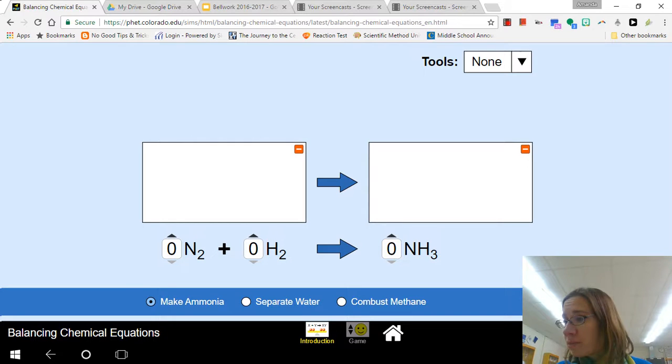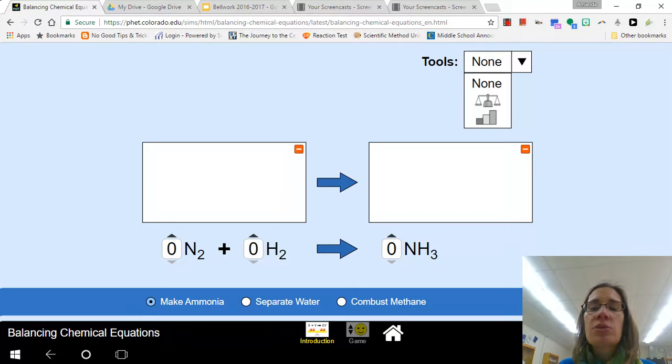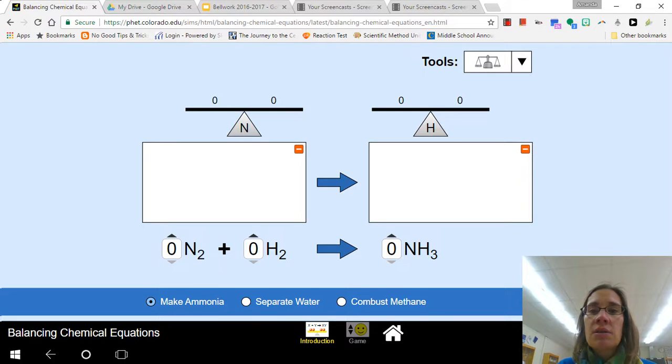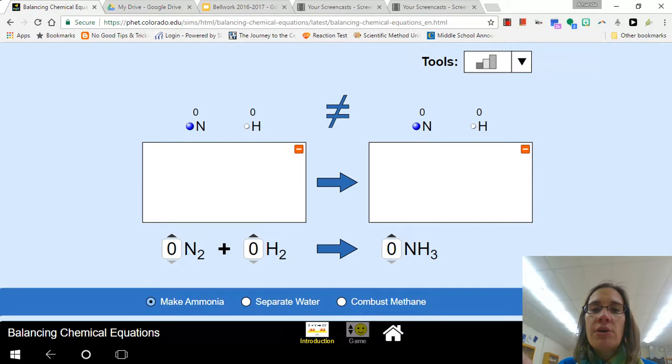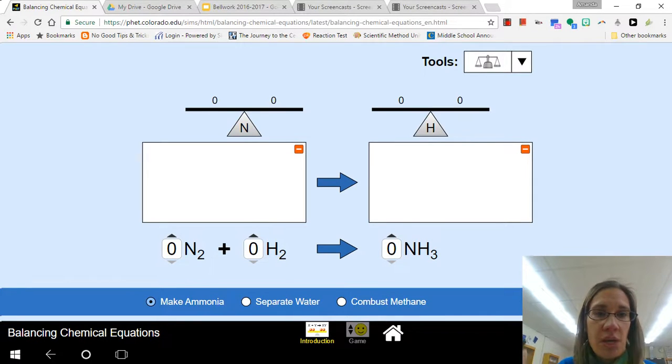And step 1, part 1, directions, it says choose introduction. We did that. Select make ammonia. It's selected. And then it says to open up the tools. If you open up the tools, you'll see there's a balance and there's a bar graph. I prefer the balance. If you want to try both, you can. But the balance tells us how many atoms of nitrogen, in this case, and how many atoms of hydrogen we have on both sides of the equation.